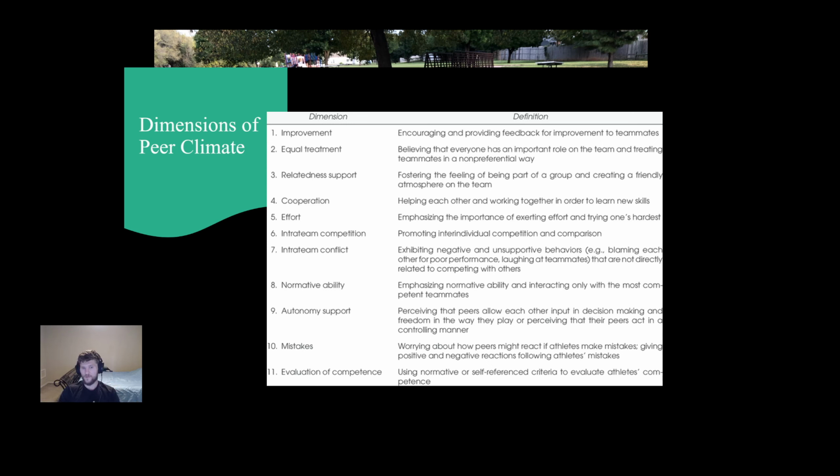And then evaluation of competence. So how we evaluate ourselves compared to the standard, the normative criteria of the team, as well as how we see ourselves in relation to our own criteria. Do I think I'm good enough to play this sport? All these different dimensions affect the environment. And so it'll affect how we react and how they react to us.